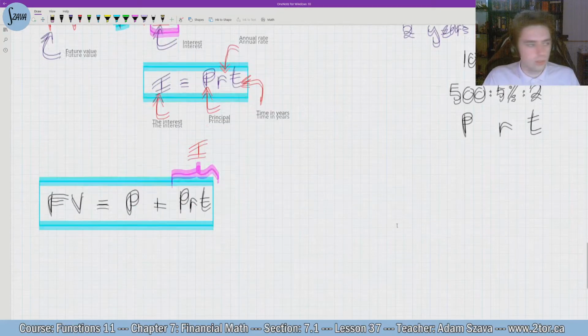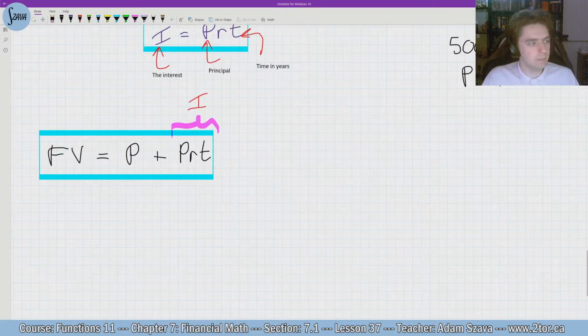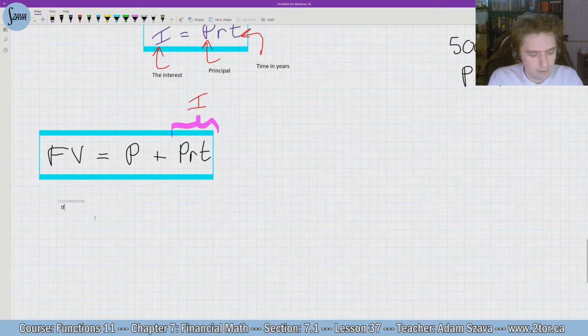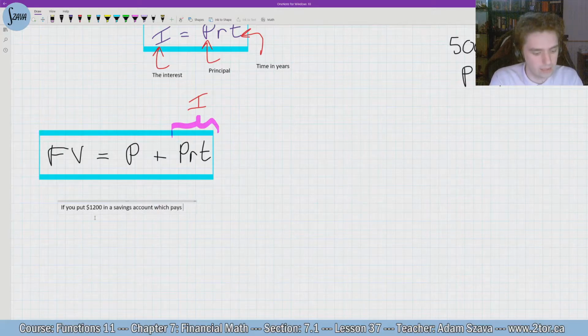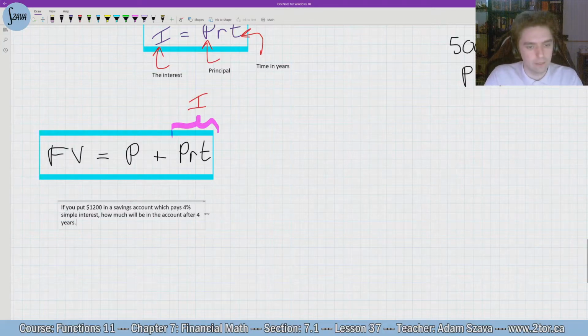Okay, so using this now, we can go ahead and do a couple of examples to really understand what's going on here. So I'm actually going to do another example first, not one from my notes. So if you put, let's say, $1,200 in a savings account, which pays, let's just say, 4% simple interest. How much will be in the account after 4 years?